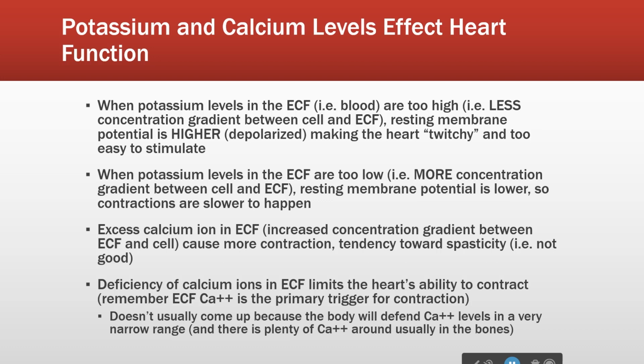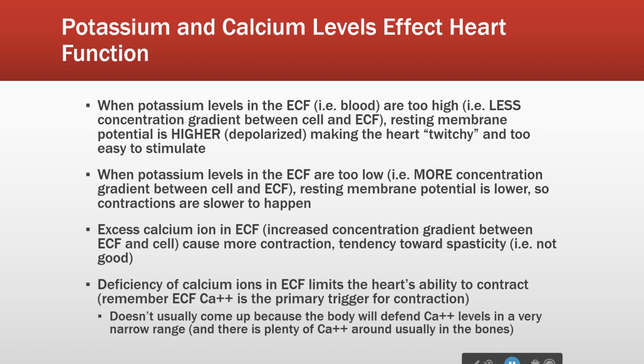So that's too high. When potassium levels are too low, we have a greater concentration gradient. So we end up with hyperpolarization. And it becomes more difficult to depolarize the membrane, and heart rate drops. Calcium can also play a role, which shouldn't surprise you, right? The action potential plateau of the cardiac muscle is from calcium entry.